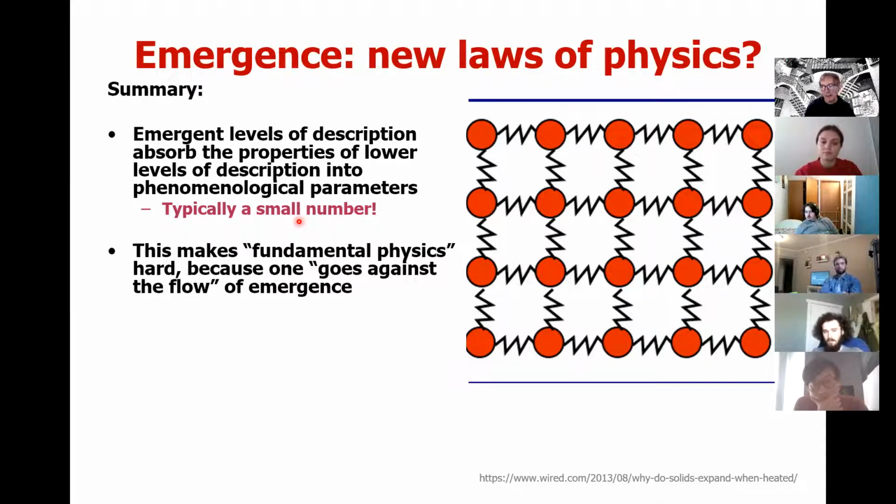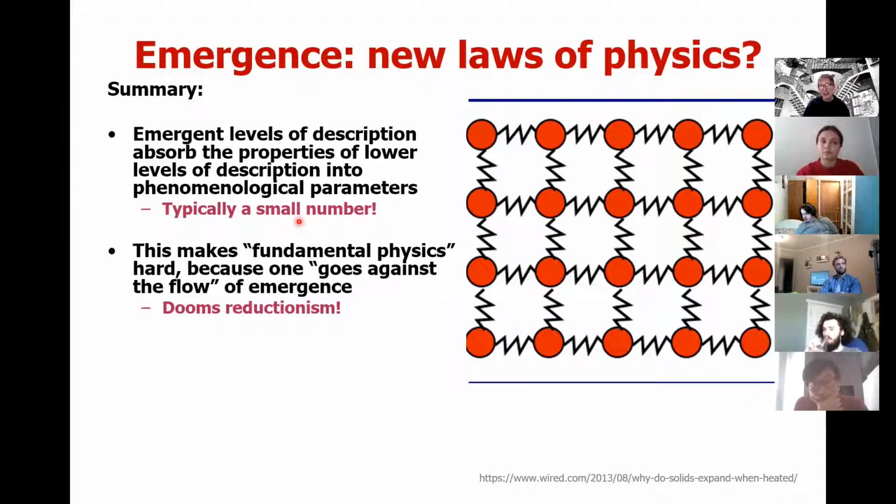But we know very well that that description is an effective description, and if we could do much higher energy experiments, we would see many different phenomena that could be there. For example, supersymmetry or something like that. So we have many candidate models for what may be there at higher energies and smaller scales, but we don't know which ones are the right ones, because all of those different models would have the same behavior at the large scale. And that's why fundamental physics is hard: one is going against the flow of emergence.